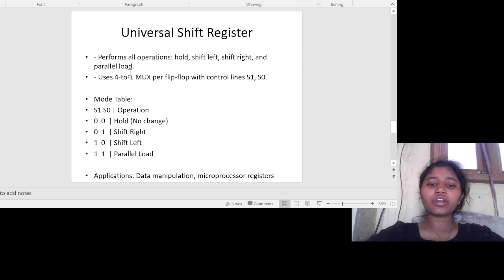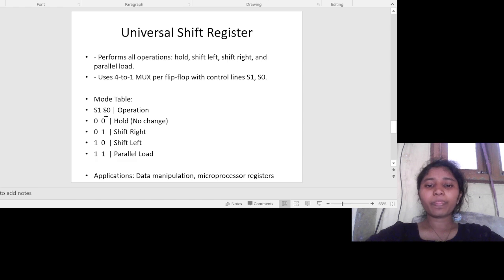It uses a 4 to 1 mux per flip flop with control lines S1 and S0. We can observe the table that has two inputs, S1 and S0. When S1 and S0 are both 0, the operation is called hold. Here no change occurs. When S1 is 0 and S0 is 1, the register operation is a shift right.